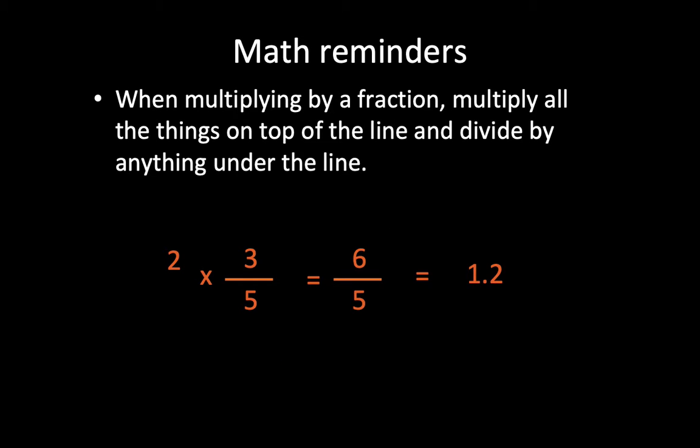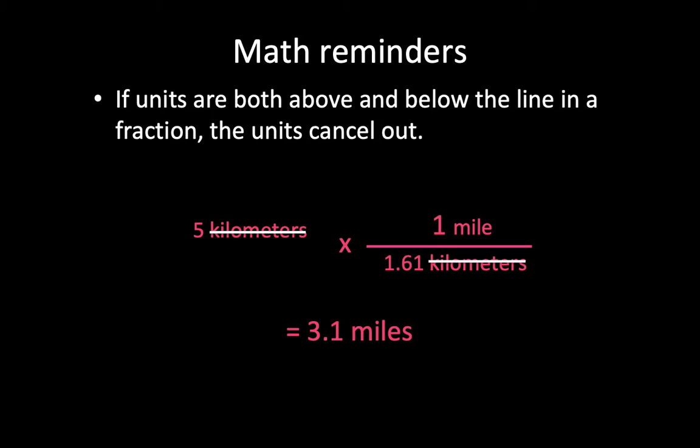Now, just a quick reminder when you're doing your math: if you have a number multiplied by a fraction, everything on top gets multiplied together and you divide by whatever's on the bottom. We want to be sure that you don't make simple math errors and can get the right answer after you've set it up correctly. The other thing to remind you is that if we have a unit on top of the line and the same unit on the bottom of the line, those units will cancel out. In this case, we had kilometers on top and kilometers on the bottom, so the unit canceled, but it left us with the numbers. If this were the problem we were looking at, we would have 5 times 1 divided by 1.61.